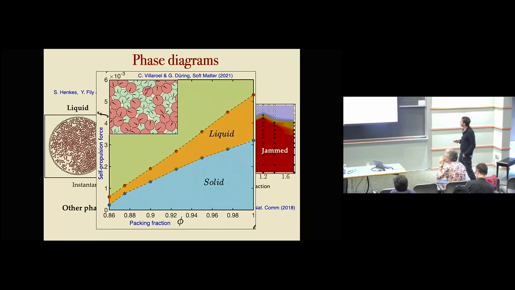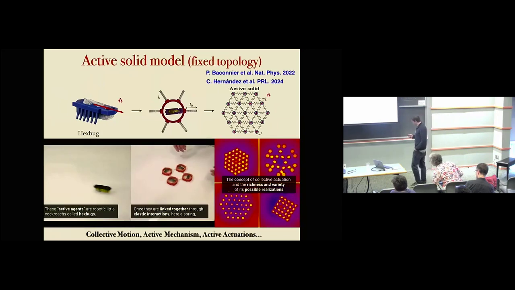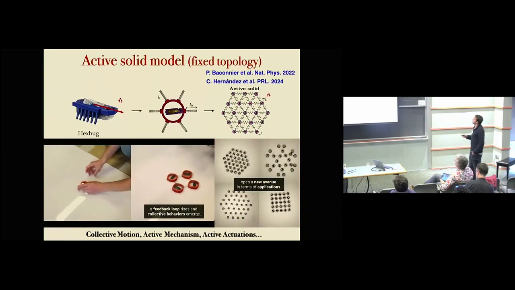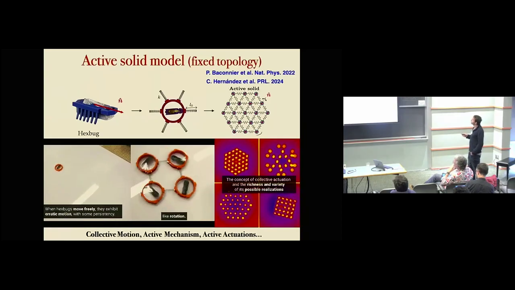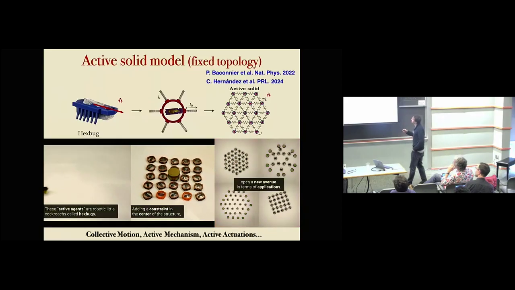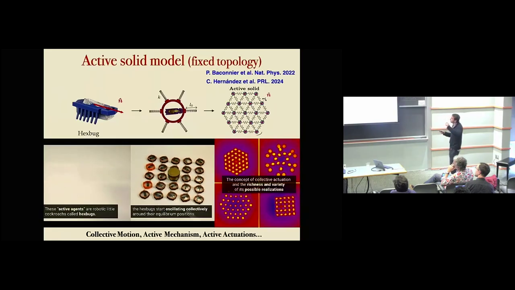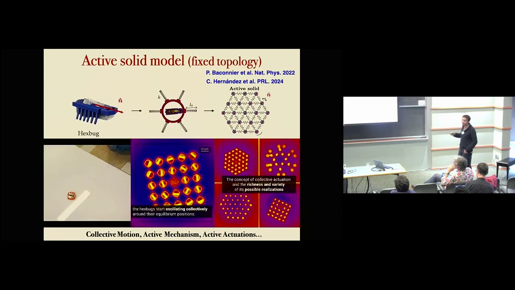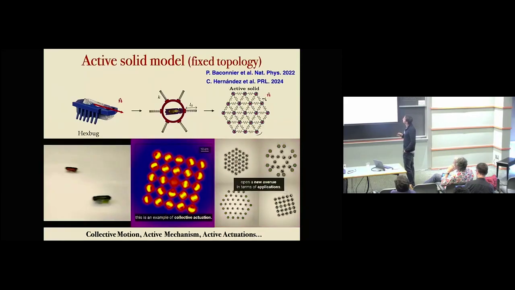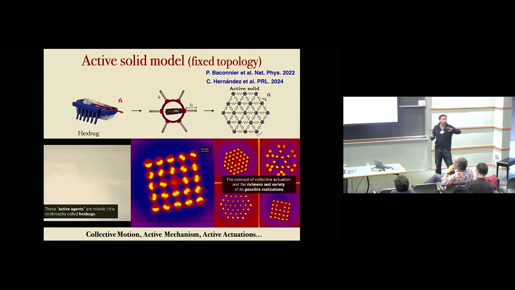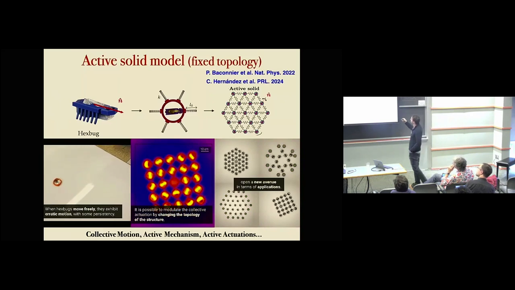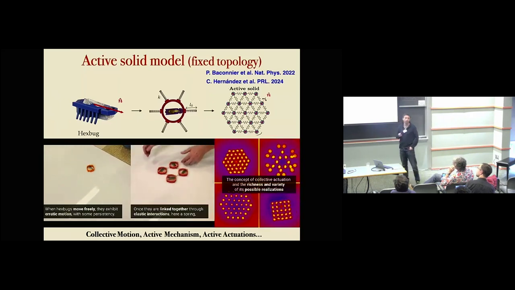Okay, so how did we do this? Well, we introduced this very simple mechanical model. This is what we call the active solid model, where the topology is fixed. Some of you have probably seen this before, but this is just a bunch of robots, these cockroach-like bugs that have a motor inside and make them walk around. We 3D print this ring and put it inside in order to allow them to turn freely. And then we put some springs and attach all of them and create our amazing active solid.